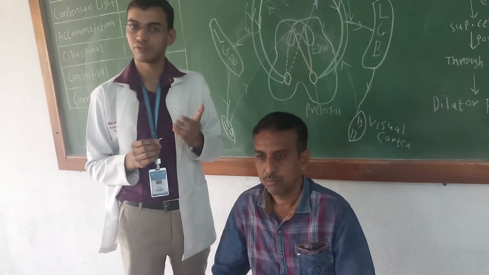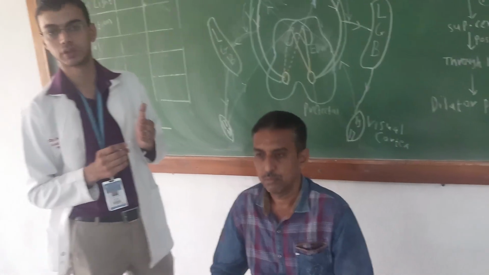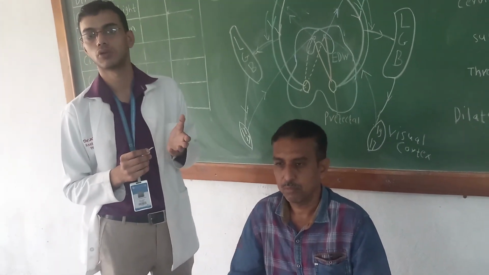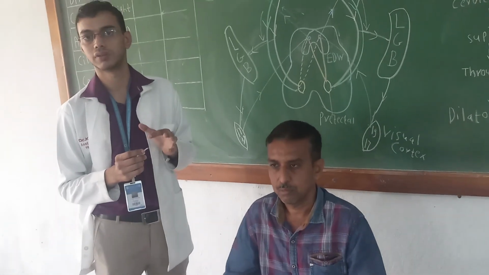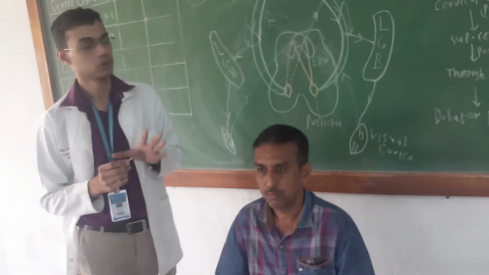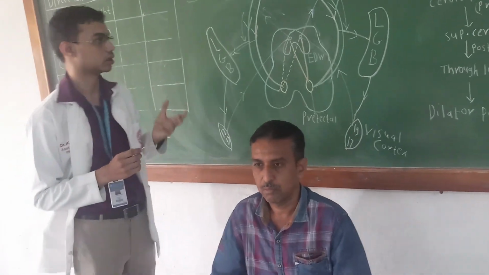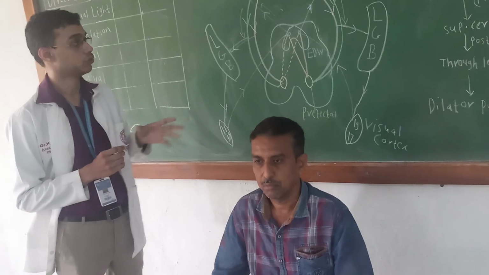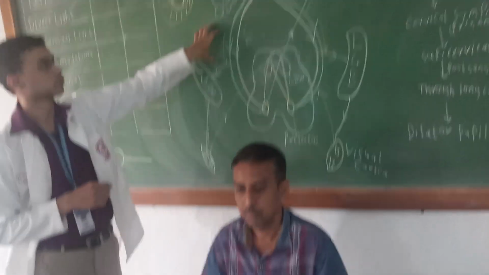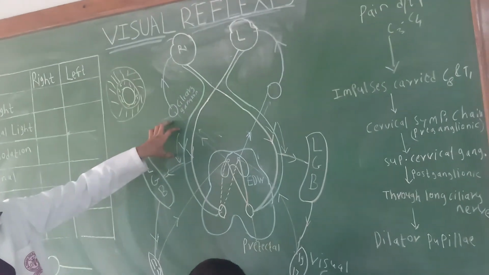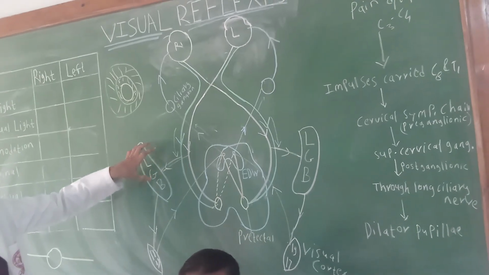The afferent for the conjunctival reflex is the fifth cranial nerve, and the efferent for both conjunctival and corneal reflex is the seventh cranial nerve. So this is about today's practical, how we will demonstrate all these reflexes. We have to draw this diagram in your journal: the direct light reflex, consensual light reflex, then accommodation reflex, and the ciliospinal reflex.